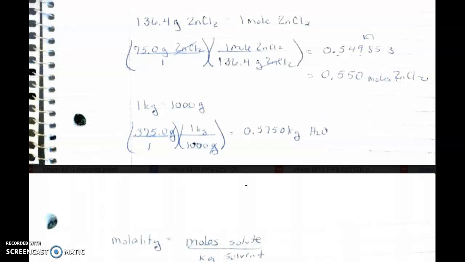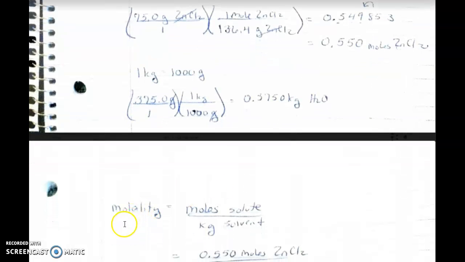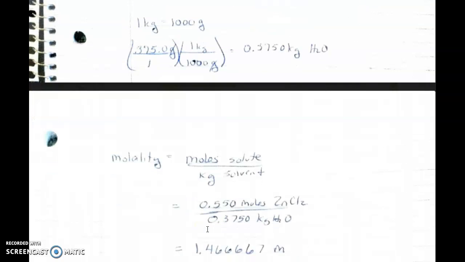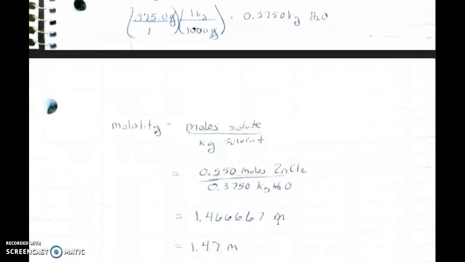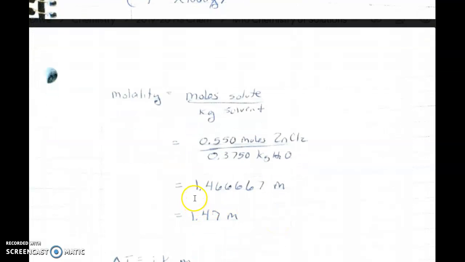All right, so again, we go back to our molality. Molality equals the moles of solute divided by the mass of the solvent as measured in kilograms. And so in this case, we have 0.550 moles of zinc chloride divided by 0.3750 kilograms of water. And when we do that, we get 1.466666, which repeats, so we just put a 7 there, molality of zinc chloride.